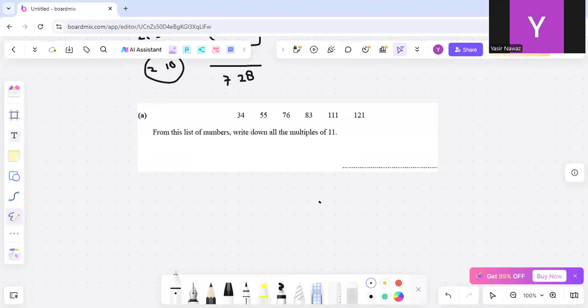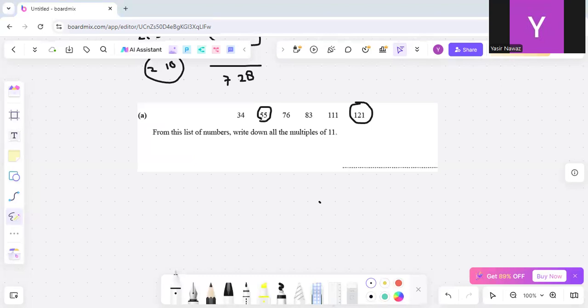Below 100, if both digits are the same, like 55, 66, 77, then that number is a multiple of 11. So 55 is a multiple of 11 and the next number would be 121. You can use a calculator to do 121 divided by 11. If you find an exact number without decimal, it means that number is a multiple of 11.